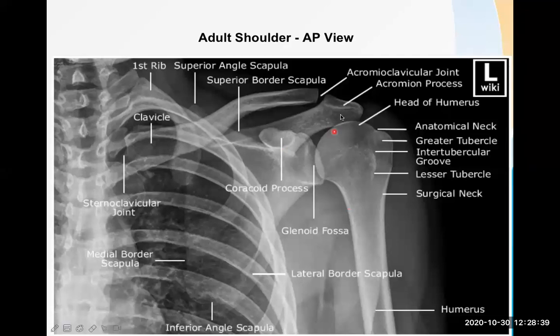Now, what are the other structures here? There is a clavicle. You can clearly see this is the clavicle. This is the lateral end of the clavicle. Here is the medial end of the clavicle. Now, there is a gap between the lateral end of the clavicle and the acromion process. Why is this gap present here?